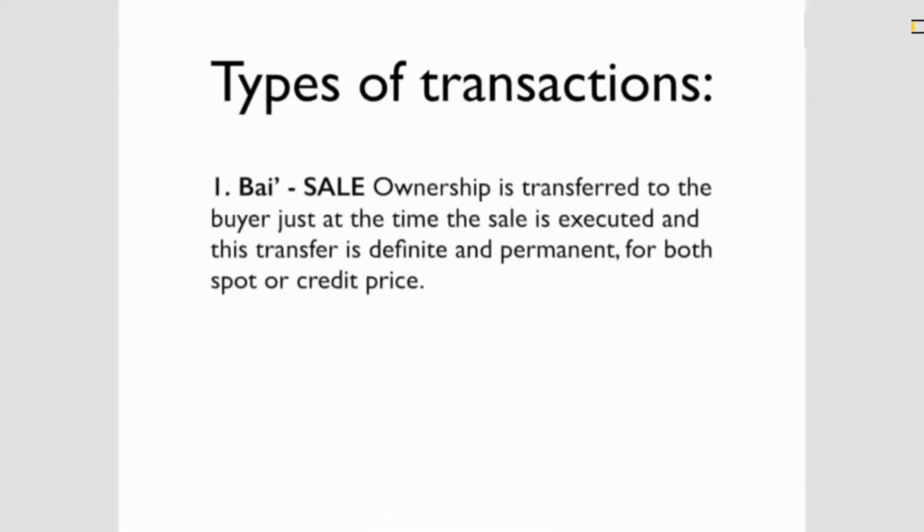So for instance, if you look at a sale, when you sell, you transfer ownership to the buyer at the time the sale is executed, and this transfer is definite and permanent for both spot and credit price. What that means is, if you are buying, let's say, a car from me, and we agree the price will be $2,000, you are paying me $2,000, I'm giving you the car, immediately the car is yours. You become the owner of the car. Tomorrow, if something happens to the car, you are responsible, and so on. Now, that's for the spot transaction.